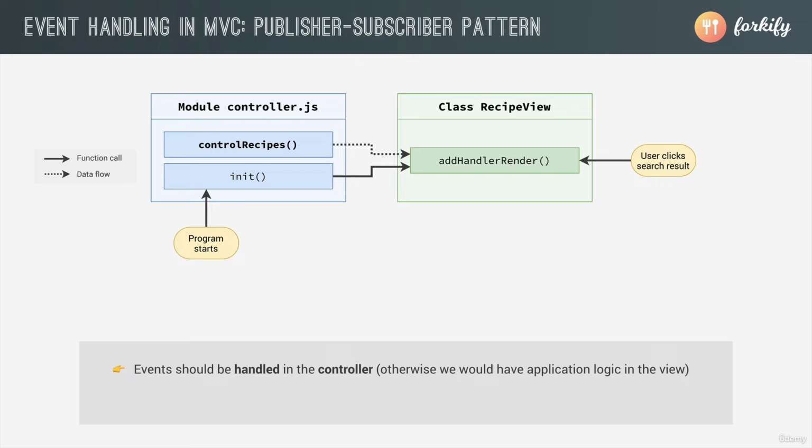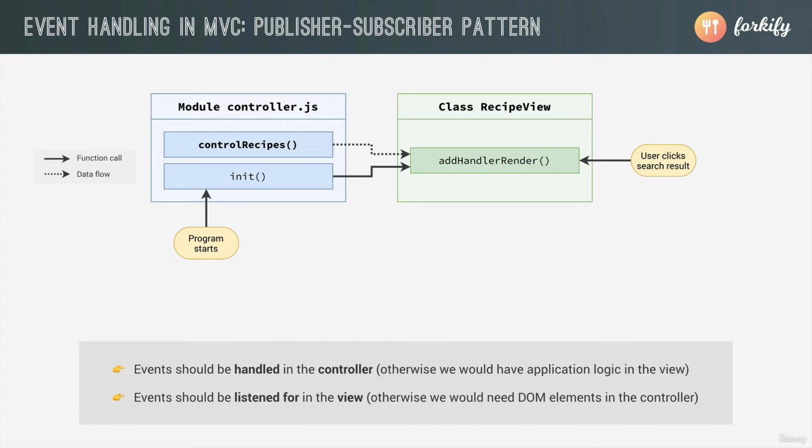But on the other hand, we want to listen for events in the view because otherwise we would need DOM elements in a controller. And we would basically have presentation logic in a controller, which would be wrong in our MVC implementation. So essentially, event listeners should be attached to DOM elements in the view, but the events should then be handled by controller functions that live in the controller module.